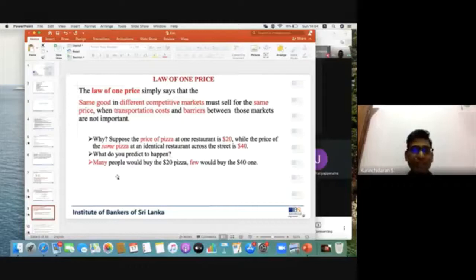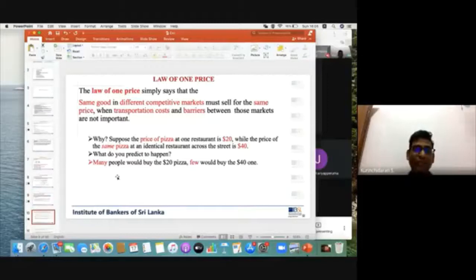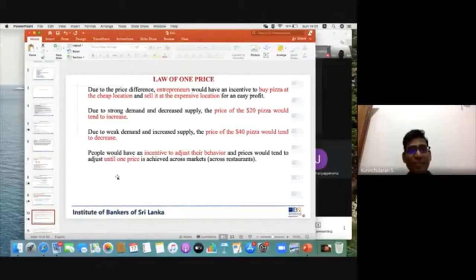What will happen? What do you predict? Many people would buy the $20 pizza and few would buy the $40 one. Due to the price differences, entrepreneurs would have an incentive to buy pizza at the cheap location and sell it at the expensive location for an easy profit. So you can buy $20 pizza and sell it for $40, because they are two different places.